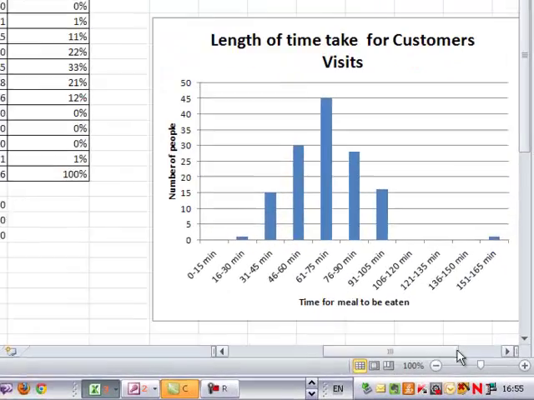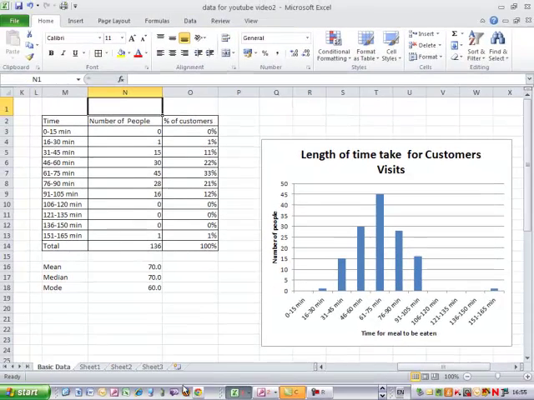So there we have the averages. The mean, 70 minutes. The median is 70 minutes. And the mode is 60 minutes. You can see, however, there is one outlier. Right at the very end of the chart, 151 to 165 minutes, there's a customer that took much longer than the others. We would call this person or this value an outlier because it's outside the normal shape of the results.